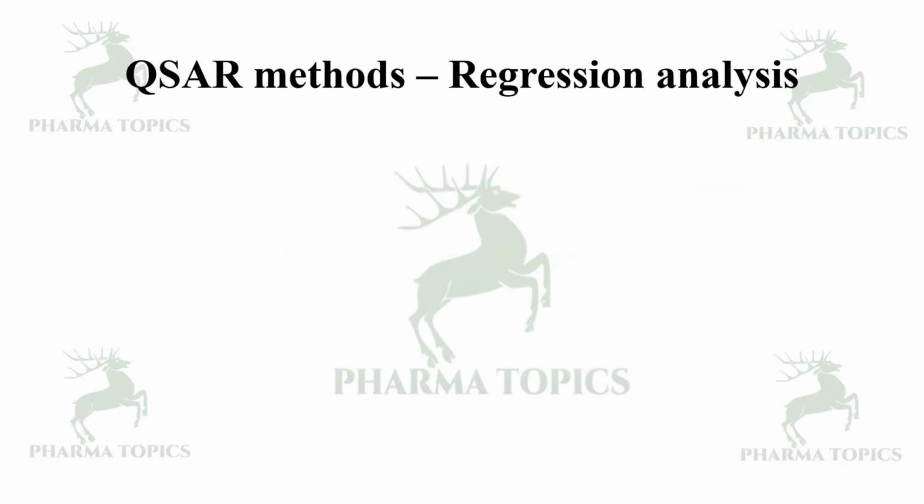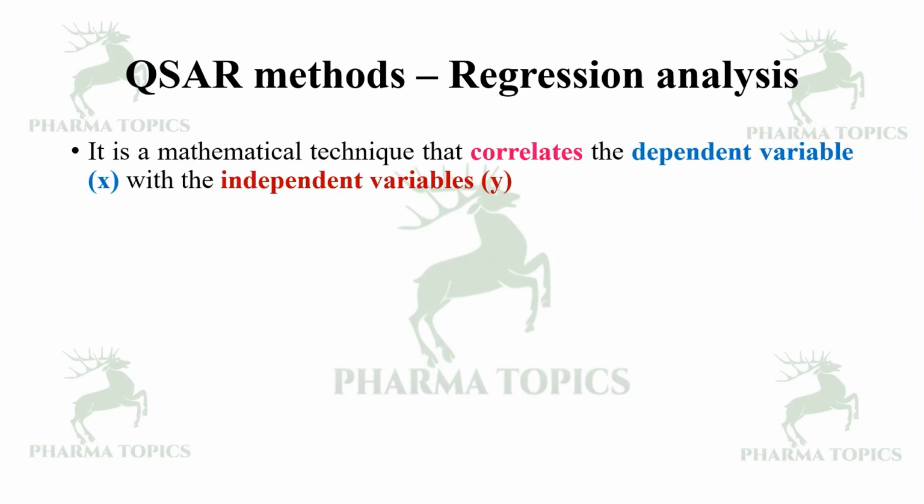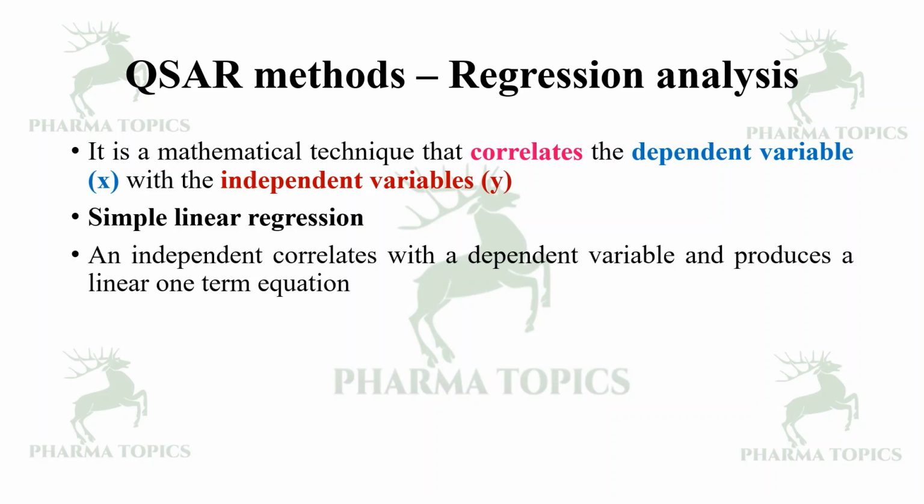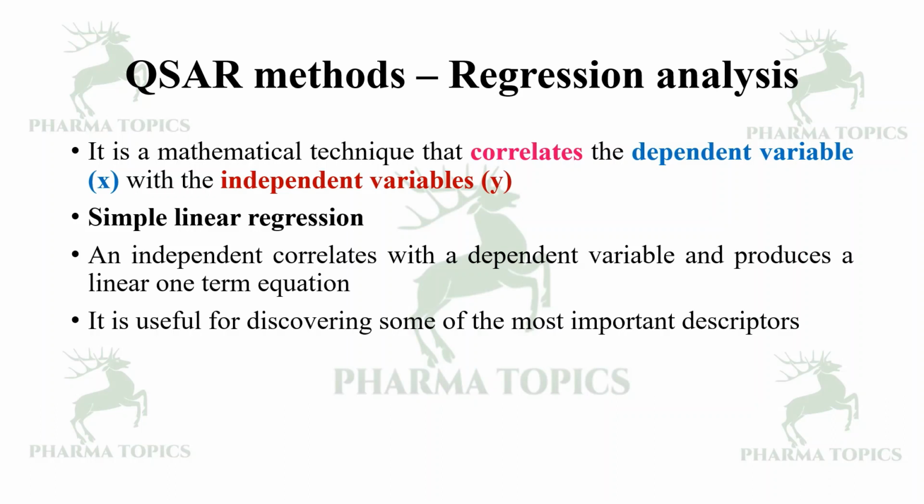There are many methods in QSAR. One is regression analysis. It is a mathematical technique which correlates the dependent variable y with independent variables x. One is simple linear regression. An independent variable that correlates with a dependent variable and produces a linear one-term equation is called simple linear regression. It is useful for discovering some of the most important descriptors.